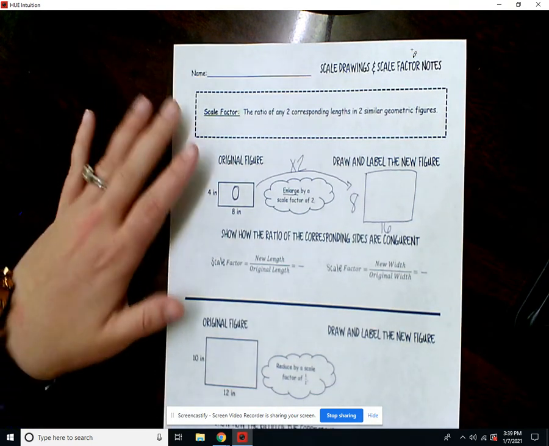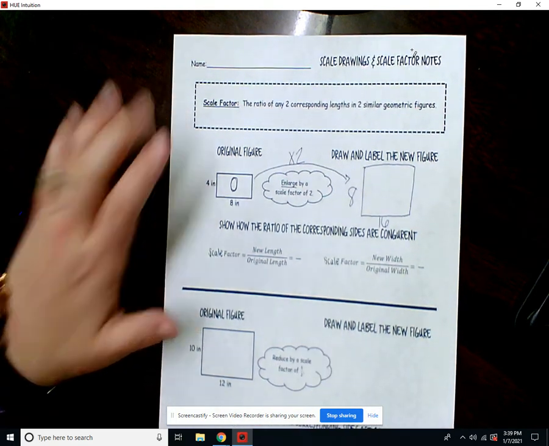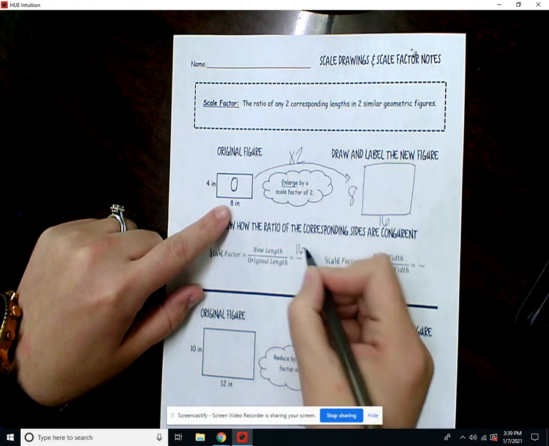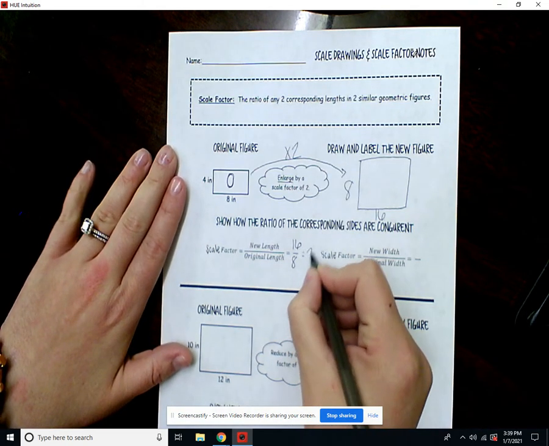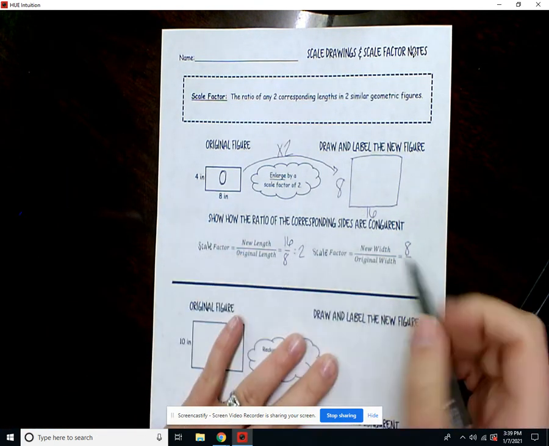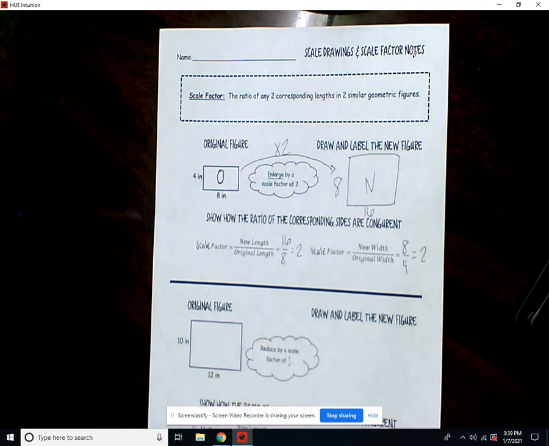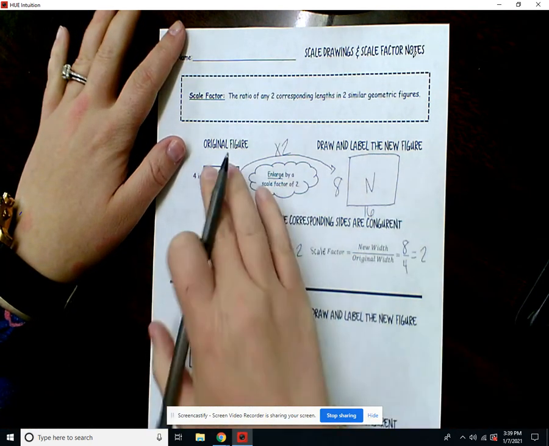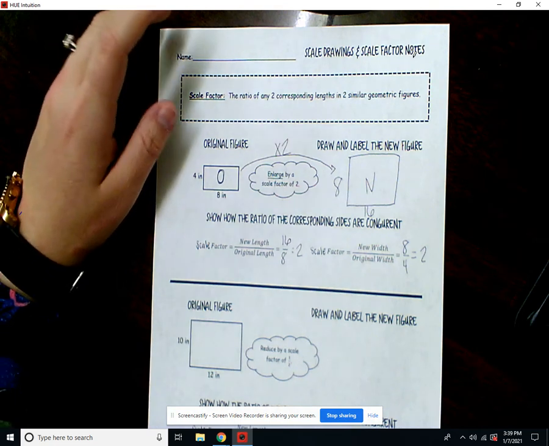So now we're going to show how the ratio of the corresponding sides are congruent. So our length of our new figure is 16, and then our original is 8. 16 over 8 is 2. Our new width is 8, and then our original is 4. So 8 over 4 is 2. So that's where we're showing that that's the scale factor, taking our new over our originals, which is what we did with our scaled similar figures. We took our new over our old.